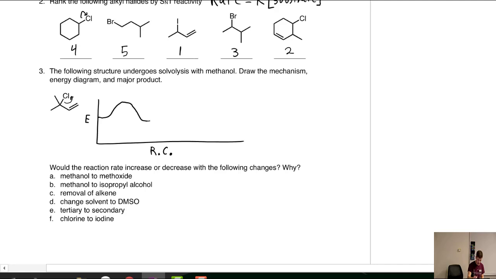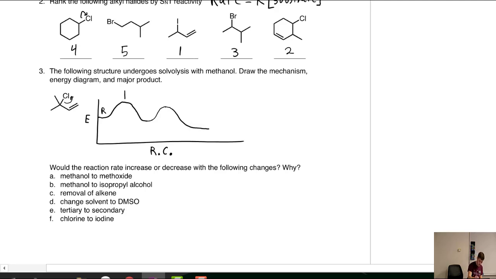And I'm going to go back and label this. I'm just going to talk through it. And then as the bond between the methanol is forming, we have our next transition state, which is lower in energy than this one. So I'm going to draw it a little bit lower here. And then going to products, and we're going to assume this is an exothermic reaction. So this would be the reactants. I'm going to label that as R.